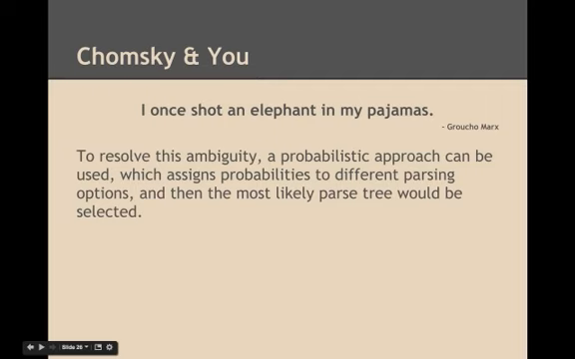To resolve this kind of ambiguity, a probabilistic approach can be used instead of a stack-based approach. This approach would assign different probabilities to parsing options, and then the most likely parse tree would be selected. Therefore, the likelihood of an elephant wearing someone's pajamas is very low, so it would be unlikely that that particular option would be selected in parsing the sentence.